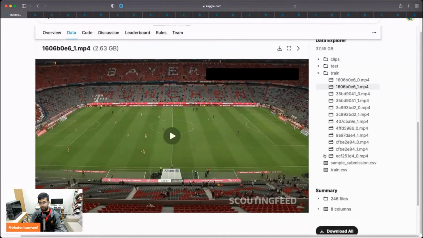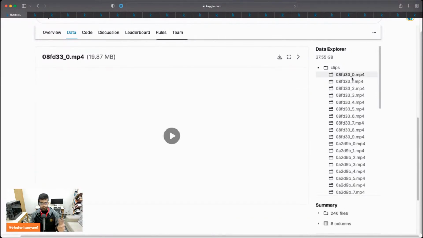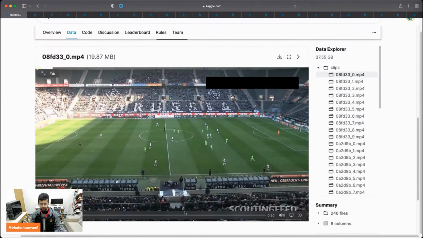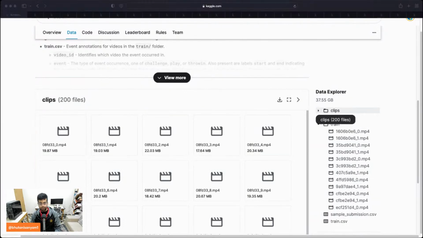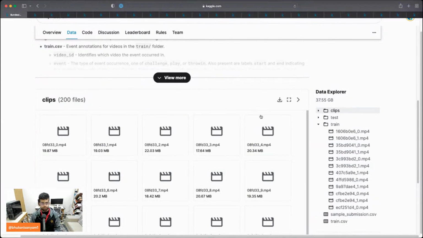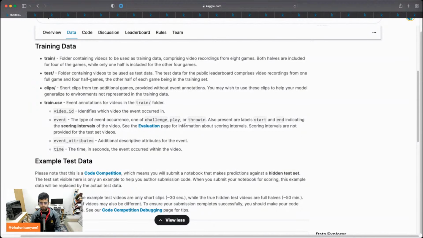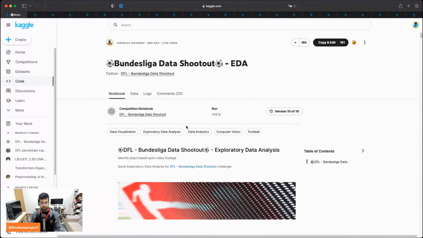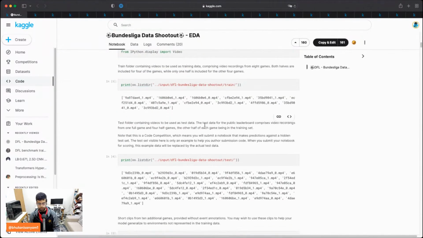And of course you have labels for some of these parts, and for some of these parts you don't have the labels. You were also provided with additional clips which are much shorter. This one is 30 seconds, and you had about 200 such clips, so 200 more clips to work with. Again, the goal is to identify what's happening inside the video at different timestamps. I have this entire video where different things are happening throughout. It could be a challenge, a play, or a throw in, and you're supposed to identify all of that. So here's an EDA of the competition dataset.